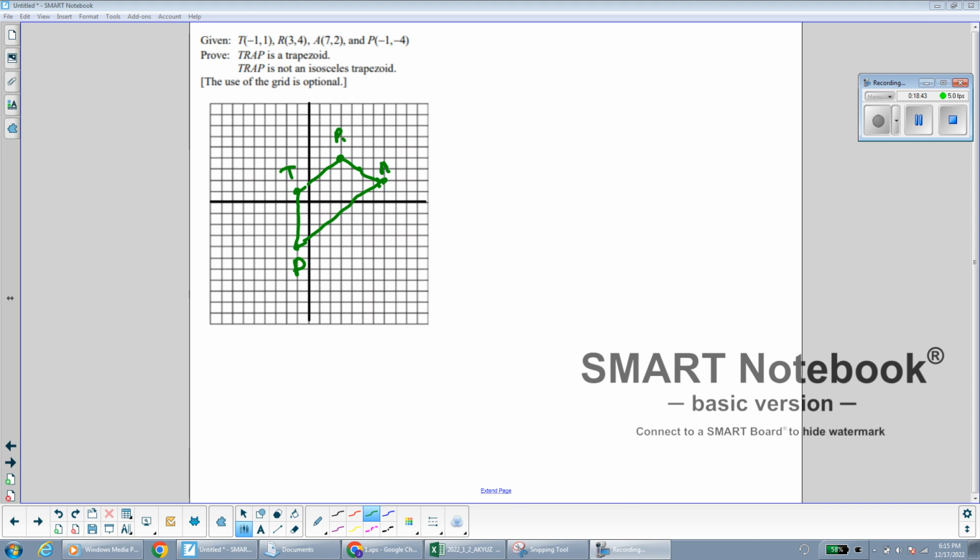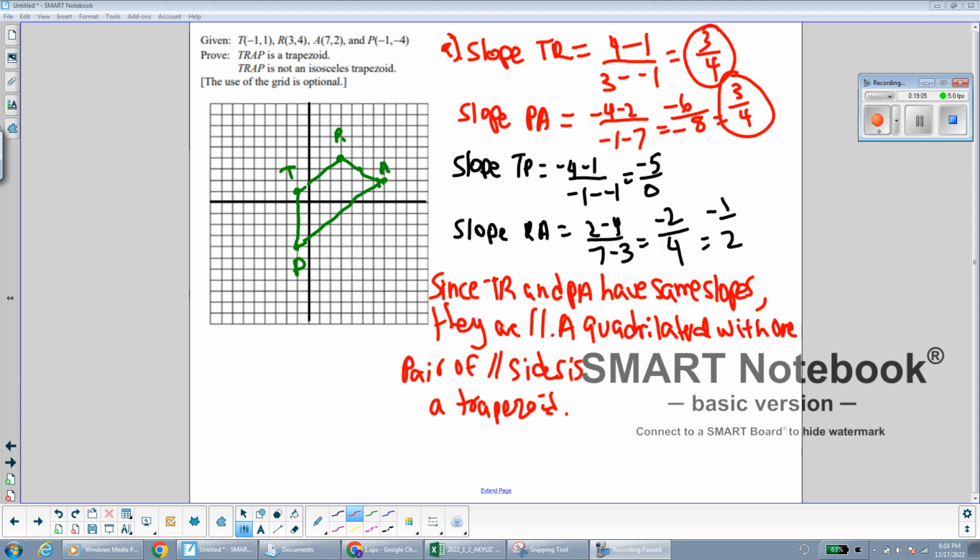By definition, a trapezoid has one pair of parallel sides. In order to show that things are parallel, we usually use the slope formula to show that the slopes are the same. So I'm going to find the slopes of the sides of this quadrilateral and see if any of them are the same. It should end up that one pair of sides is parallel, which will make it a trapezoid. Okay, so TR and PA had the same slopes, so that means that they are parallel, and a quadrilateral that has one pair of parallel sides is a trapezoid.